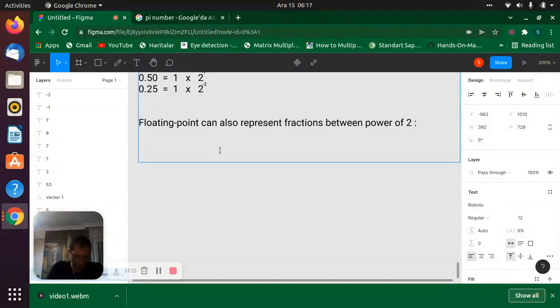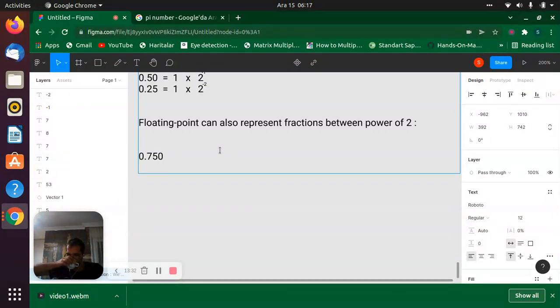Let's do it. Let's take 0.750. Now what do you think? Between powers of 2, we have to do some crazy things now. How can we represent it? Let's say this one is 1.5 times 2 to the power of minus 1.